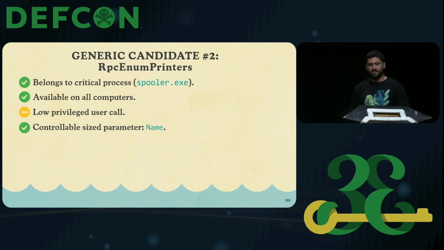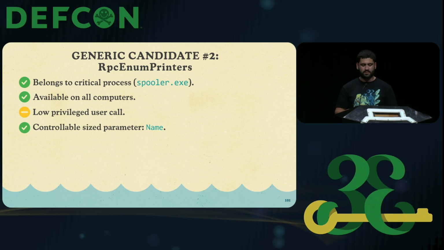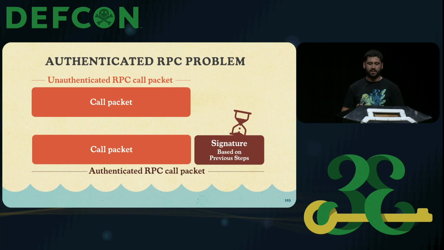An interesting RPC in spoolsv enumerates printers, servers, domains, and providers, but it requires credentials. These limitations still allow any domain user to call it remotely on any computer. But authenticated RPC becomes stateful. Packets after the bind are signed, and we note that signing takes time.